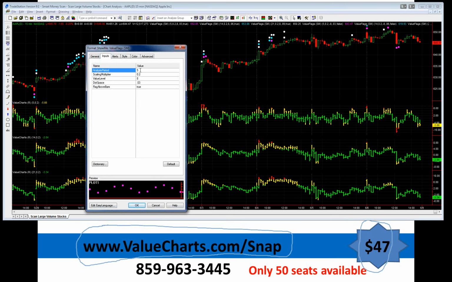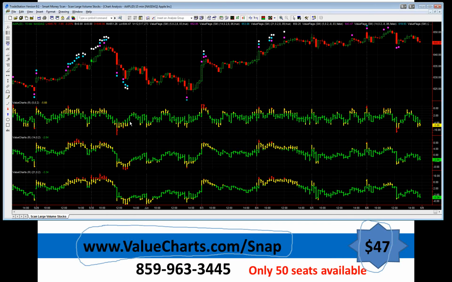Basically, I'm typing in a 5-bar look-back analysis period here. I leave the scaling multiplier alone at 0.2. The value level is 8 that I'm looking for, and I'm looking for true being flagged above bar. So if it's over 8, I want the flag to appear above my price bar. If I put -8 as my value level and apply another value flag to my chart, then I put false for above bar because I want the significantly undervalued occurrences to plot flags underneath my price bars.